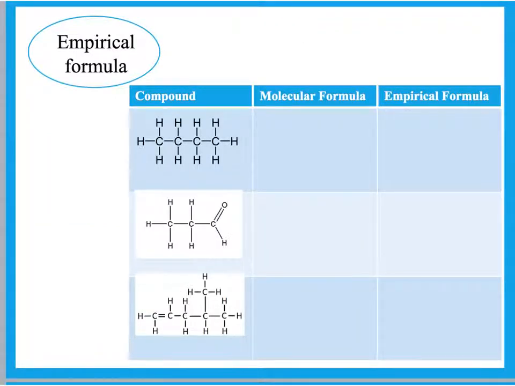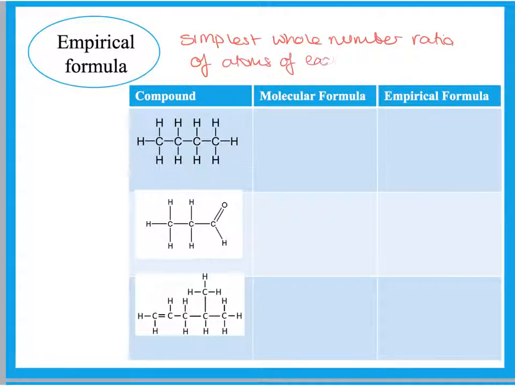Okay, so first of all we have got empirical formula, and I'm going to give you the definition of empirical formula. So this is the simplest whole number ratio of atoms of each element in a molecule.